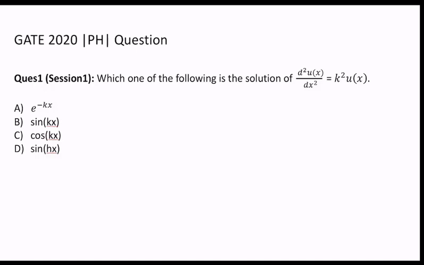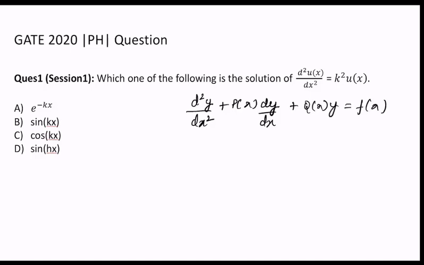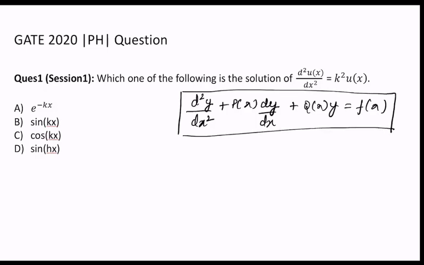The general form of any second order differential equation is like this: d square y by dx square plus p of x dy by dx plus q of x y is equal to f of x. So this is the general form of any second order differential equation.